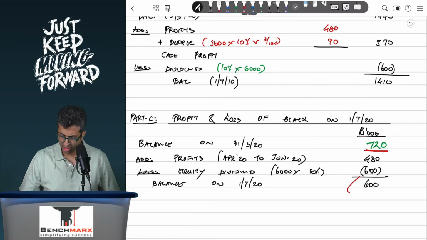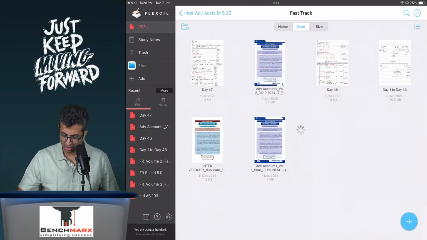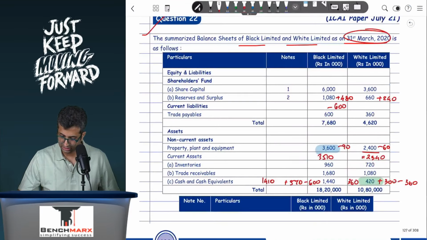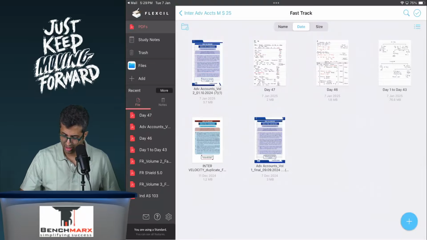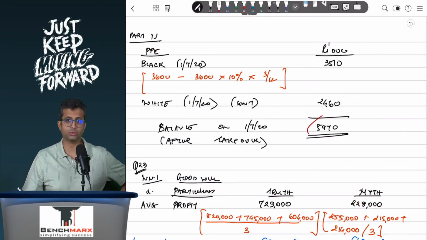720. Maybe I have taken total reserves here. I think in the reserves and surplus note there is general reserve and there is profit and loss. Profit and loss is 720. On 720, there will be a 480 profit and minus 600. This is 720 plus 480 minus 600 will come to, finally, hopefully this is correct, 600. And then when you look at PP, this is 5970. Are we clear with this?